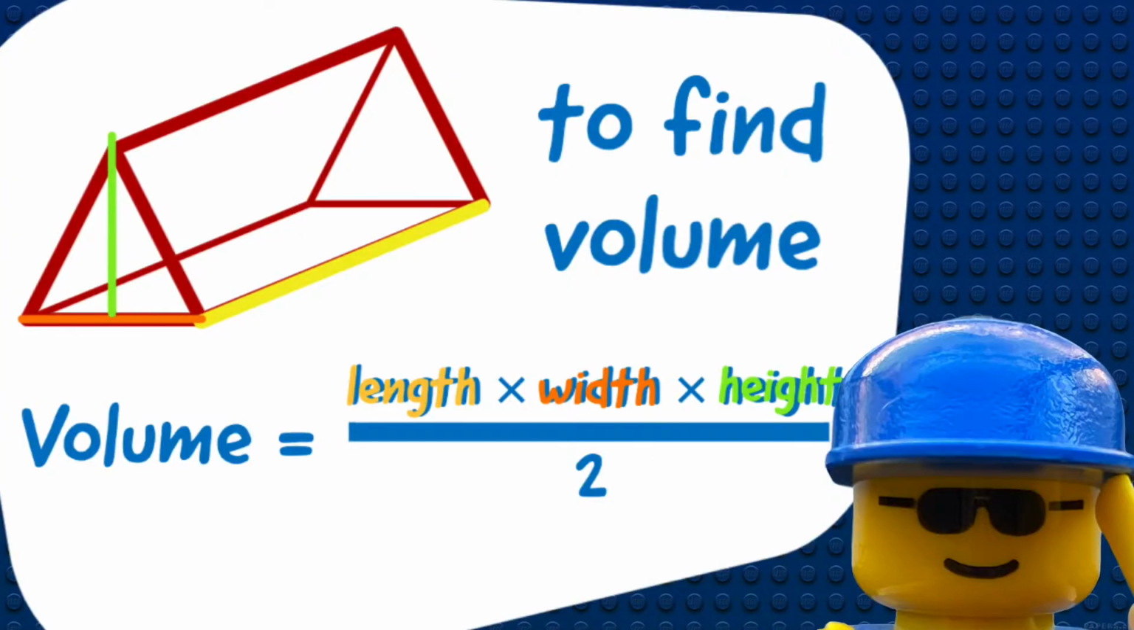So to find the volume, it's very similar to a rectangular prism. It's a little different though. So we still do length times width times height, but we divide that by 2 because we're dealing with a triangle. Remember, the area of a triangle is base times height divided by 2. Well, a triangular prism is length times width times height divided by 2.